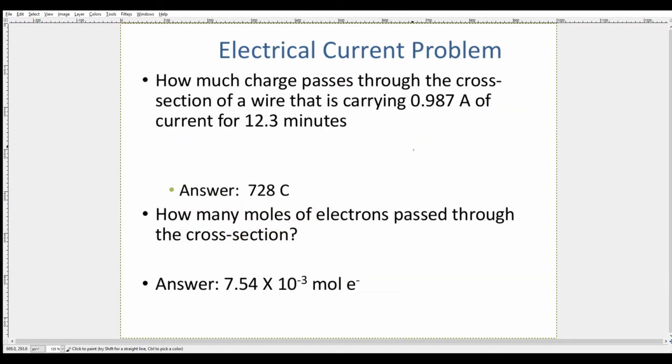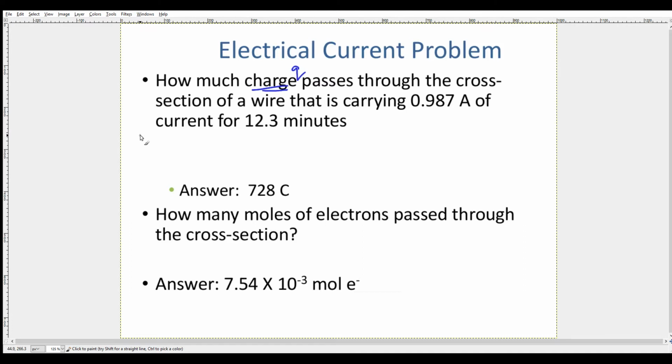So how much charge passes through the cross-section of a wire that is carrying 0.987 amperes of current for 12.3 minutes? Charge. What letter is representing charge in this unit? Q. So why don't you do this without me? Go ahead and pause and do this problem.